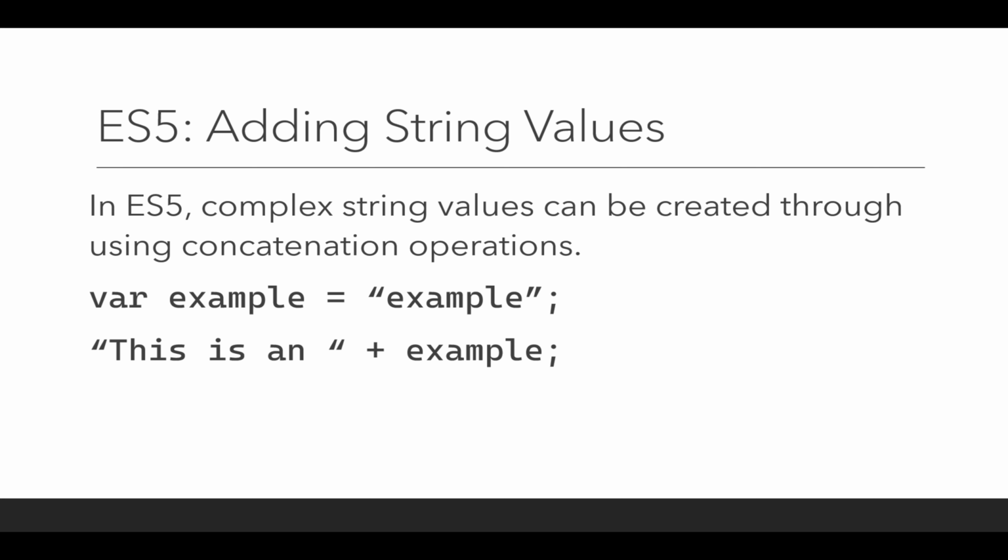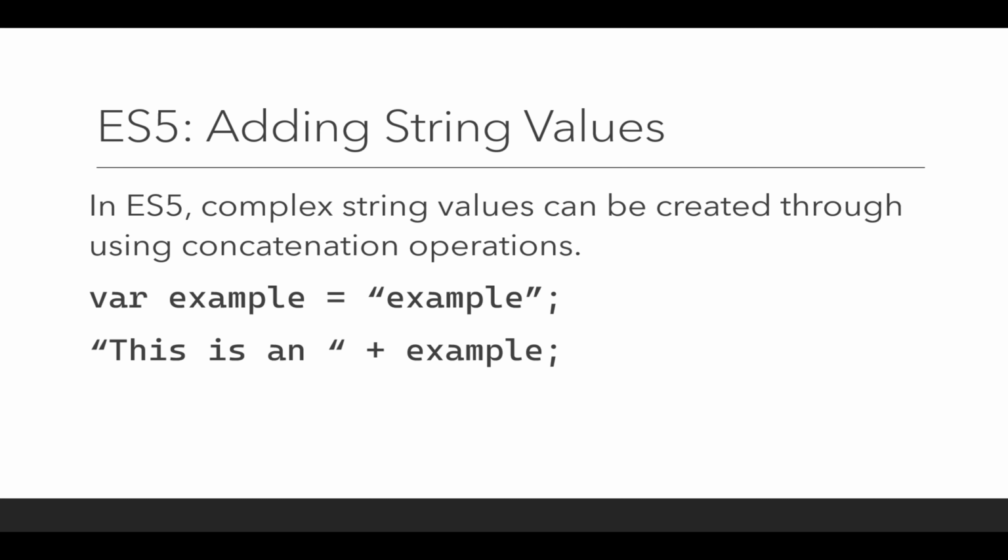Here we have an example where a variable using var is created called example. It is initially set to the string value example. Underneath that is a concatenation operation where an existing string, this is n, is then added, concatenated to the value of the string example.